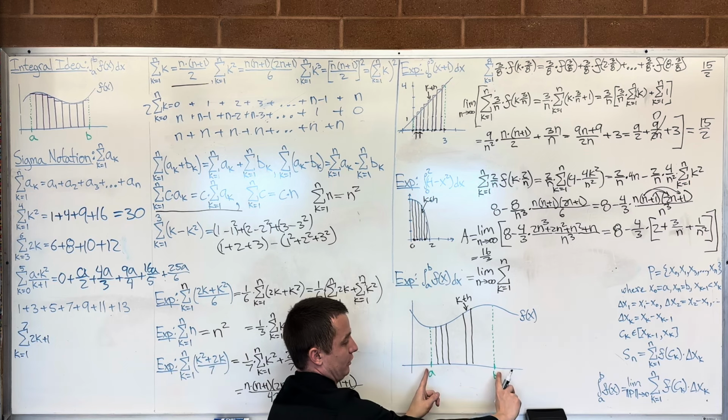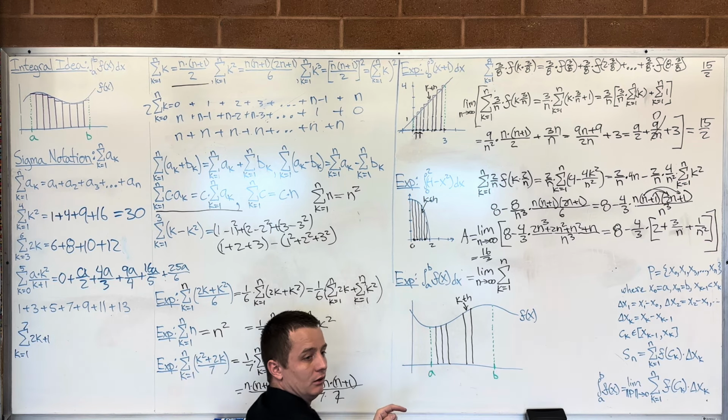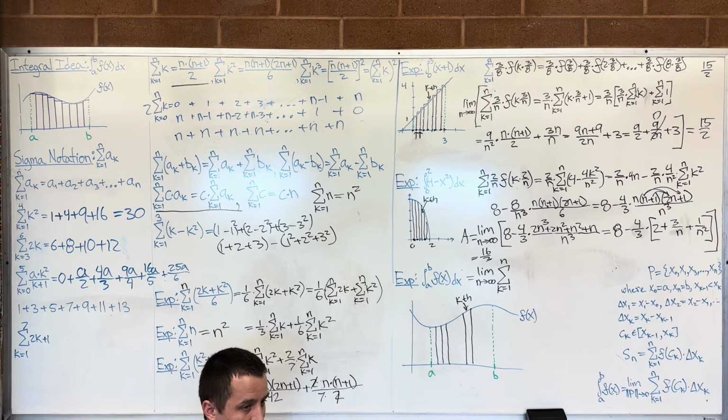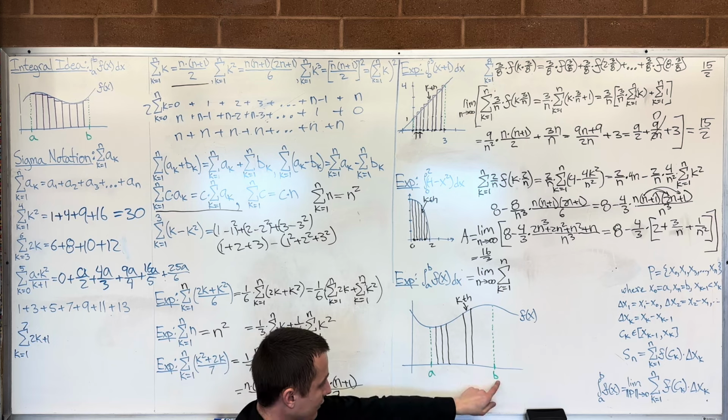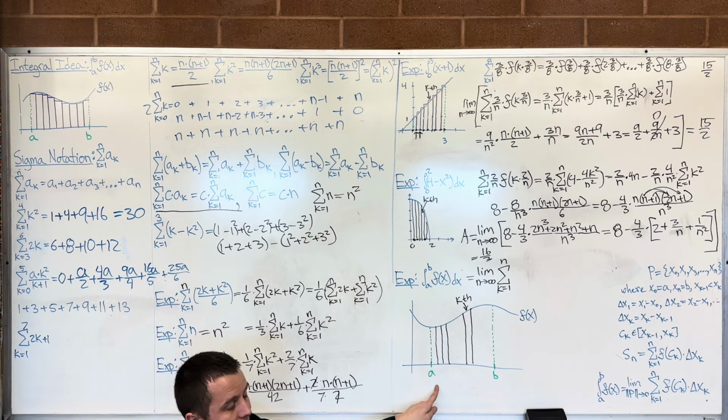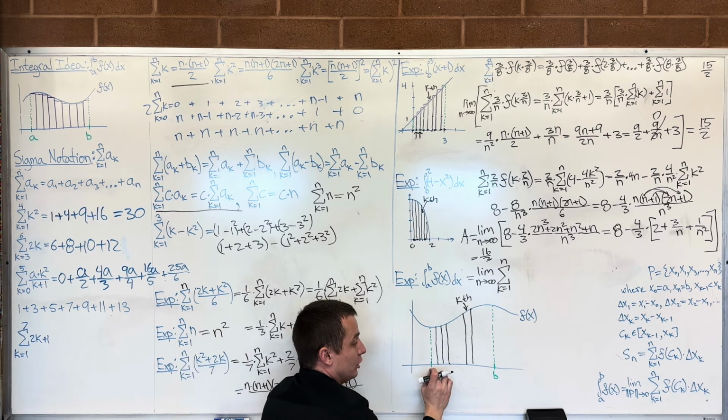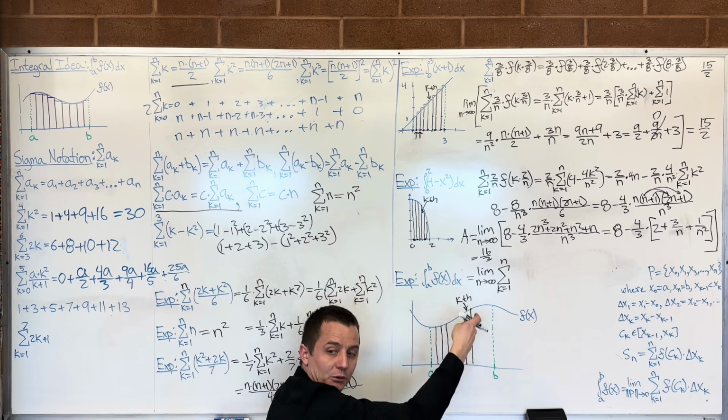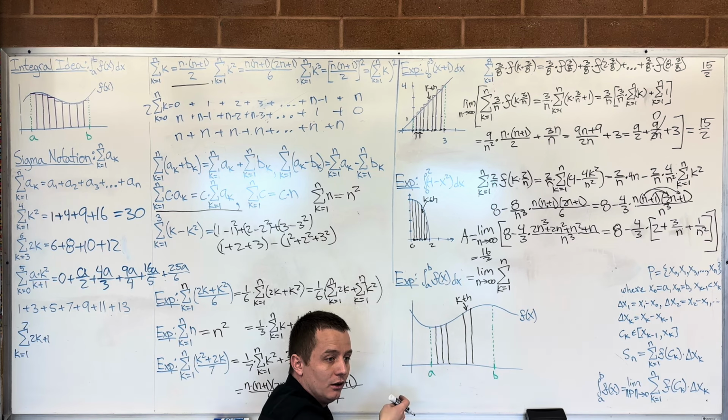What is this total distance? Or b minus a. What is the distance between 8 and 3? 5. How did you do that? 8 minus 3. What's the distance between b and a? It's just b minus a. So my total distance here is b minus a, and I'm dividing that up into n parts.